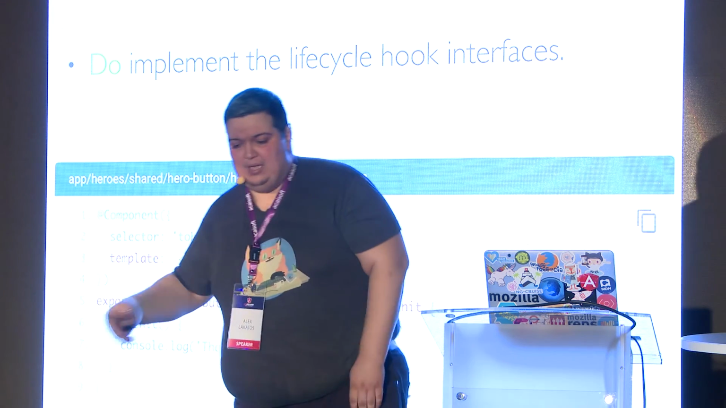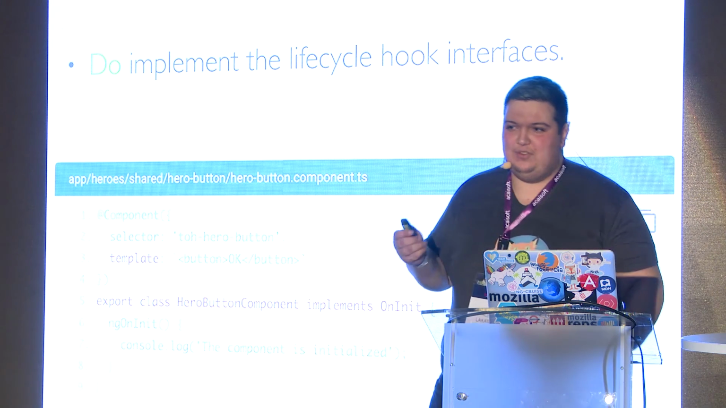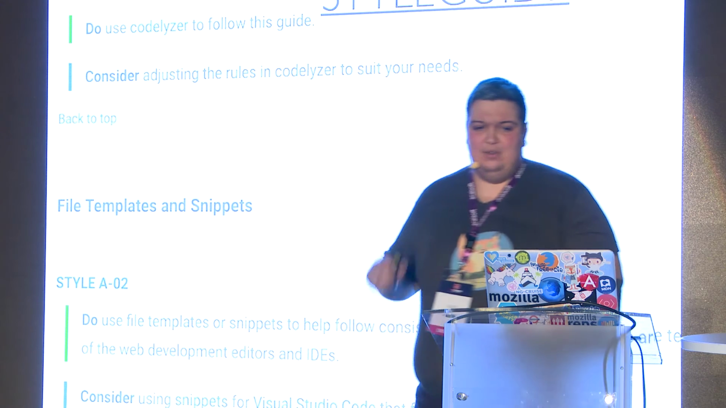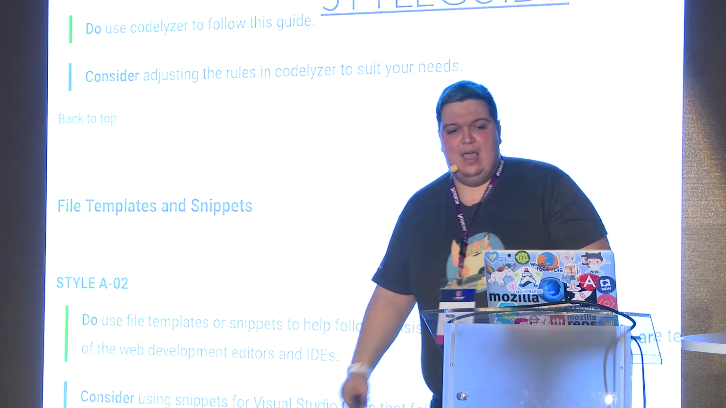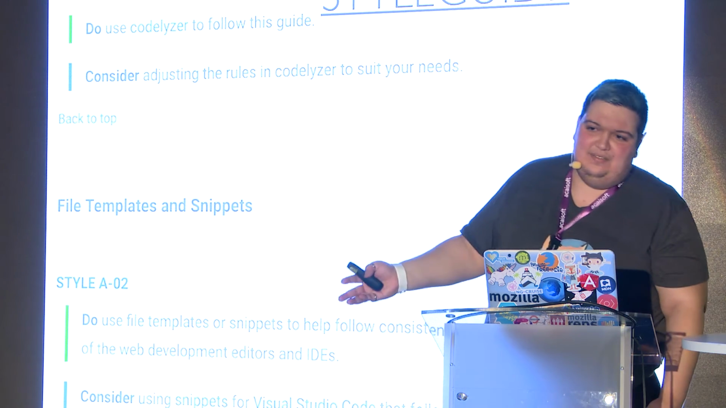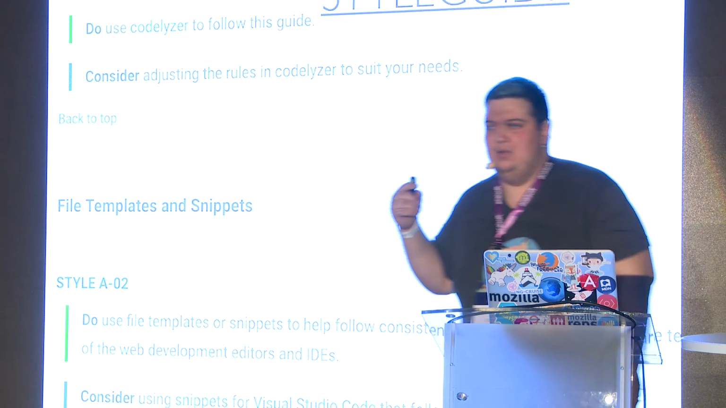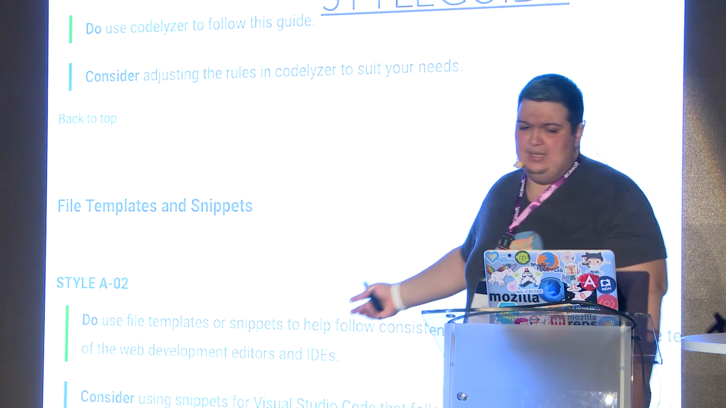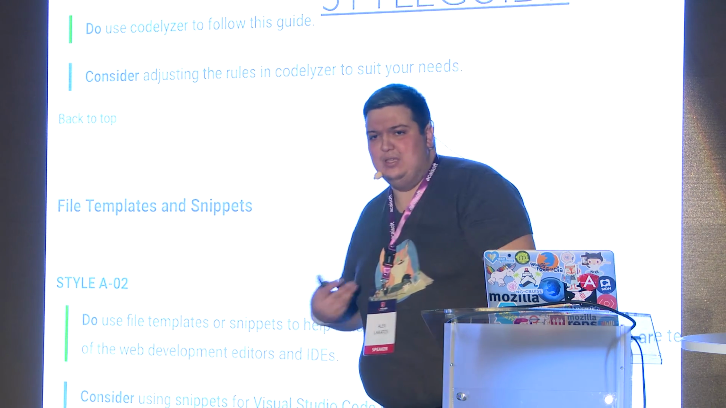So I kept talking and talking about the things we chose from the style guide. If you want to have a look at the style guide, it's at this address right there. I strongly encourage you to at least go through it once and see if it makes sense for you. At the end of it, you're going to see some tools that help you basically enforce it, like Codelyzer and snippets for your editor. We use Visual Studio Code.